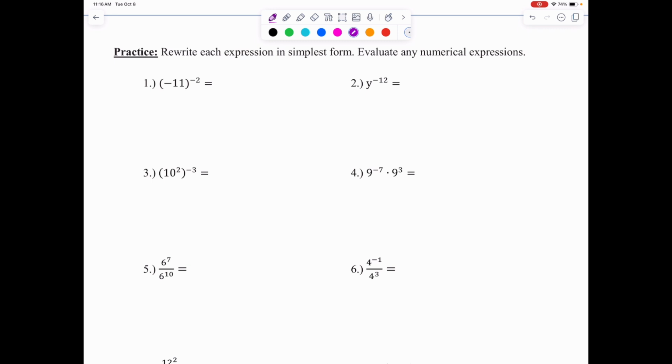Move it to the opposite side of the fraction and change your negative exponent to a positive exponent. So at this time, I'd like you to pause the video and try the practice questions 1 through 8, and then resume the video to go over the answers.